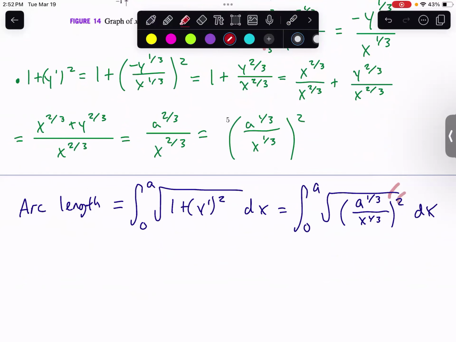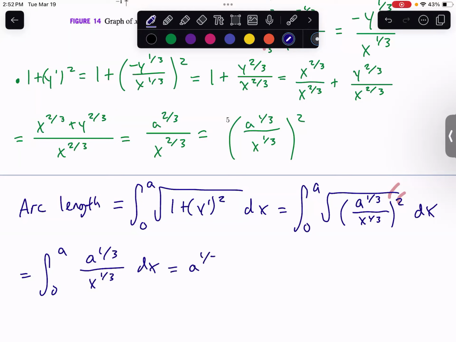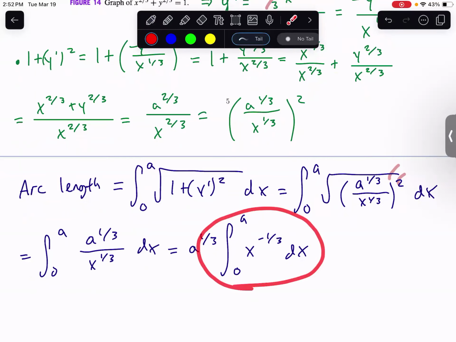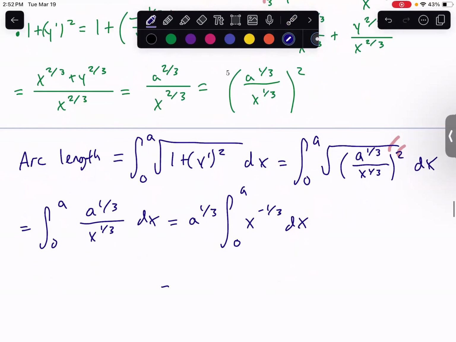Like this. And so this is going to be equal to the integral from 0 to a of a to the 1/3 over x to the 1/3 dx. You can rewrite this as a to the 1/3 times the integral from 0 to a of x to the minus 1/3 dx. And then it's just a matter of using the power rule of integration to determine what this integral ends up being. So this is going to be a to the 1/3.